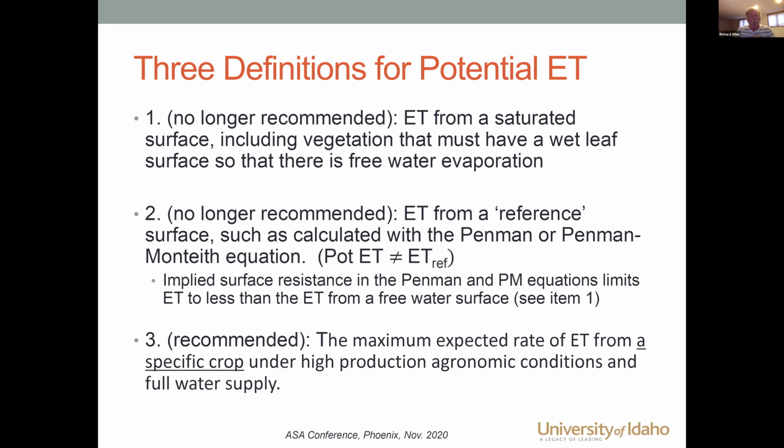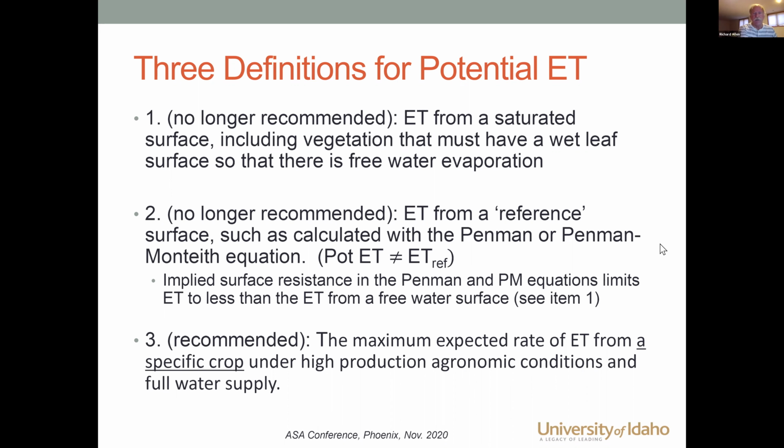Then a second definition that's no longer recommended is to use the term potential when we're talking about ET from some reference surface like alfalfa or clipped grass. For example, Penman in his 48 paper was estimating ET from a clipped grass, and he referred to it as potential because it was before the advent of the term reference. But now that we have reference ET, that term is recommended when we're talking about that reference surface rather than potential, just so that there's no ambiguity.